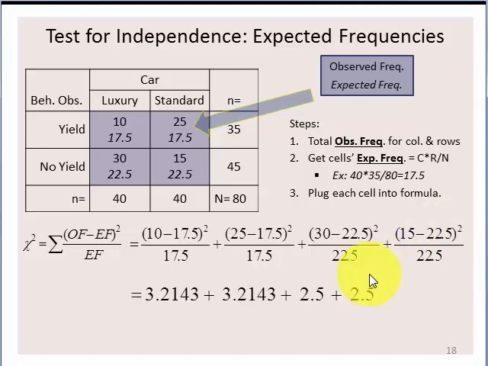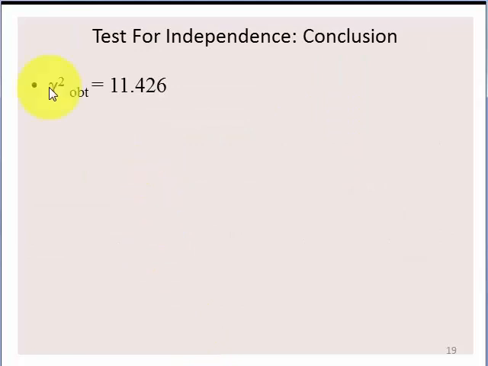Okay, and then we would resolve or simplify each of these quotients. Something divided by something is a quotient. And that will give us these numbers. Then if you add all those up, that gives you 11.4286. And that, of course, is your chi-square obtained.